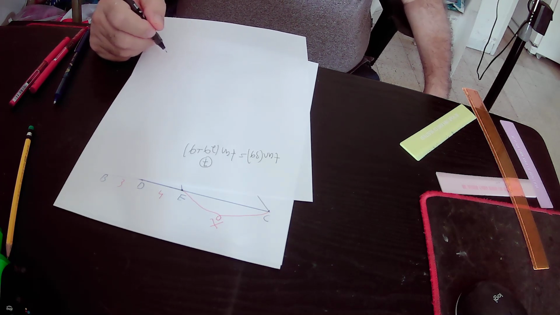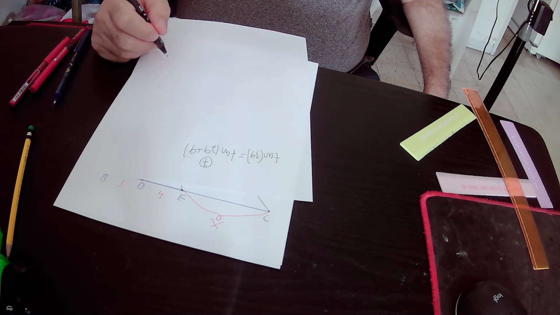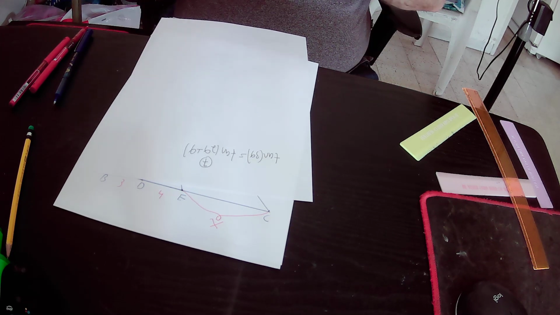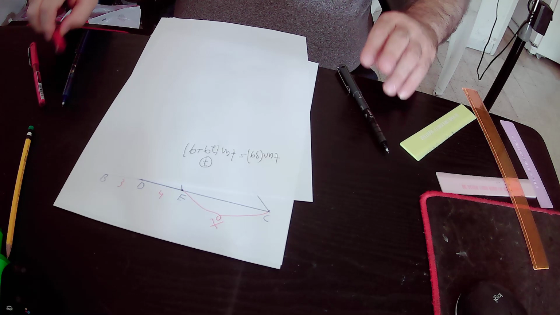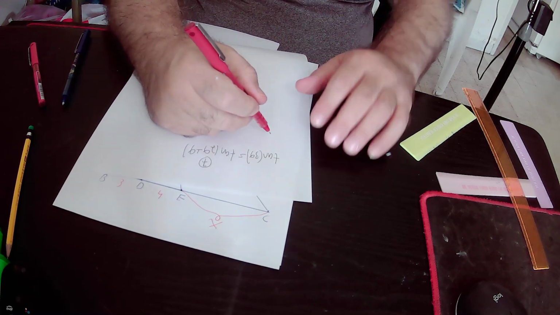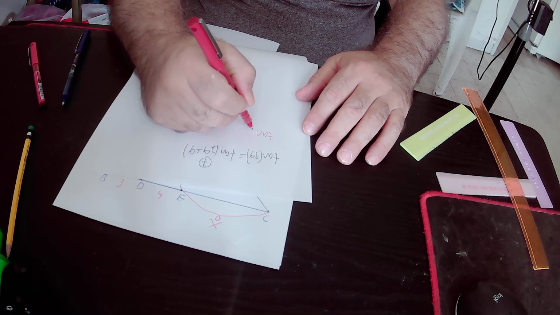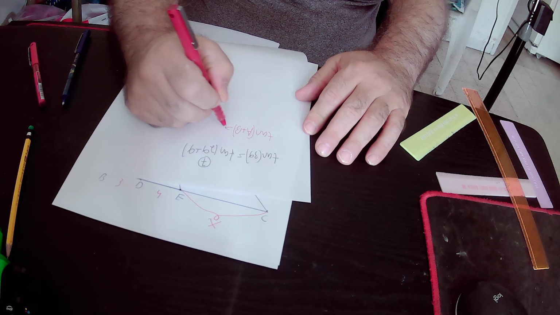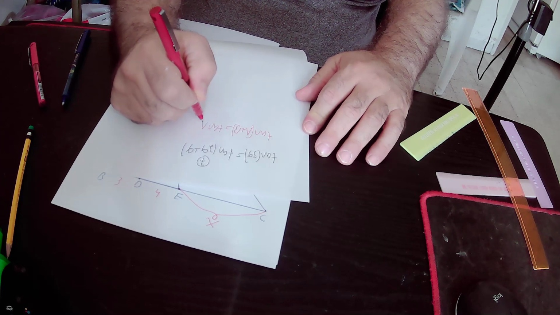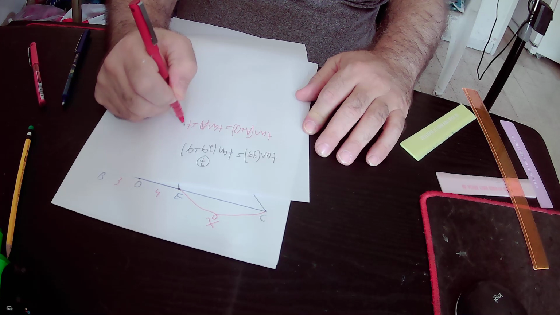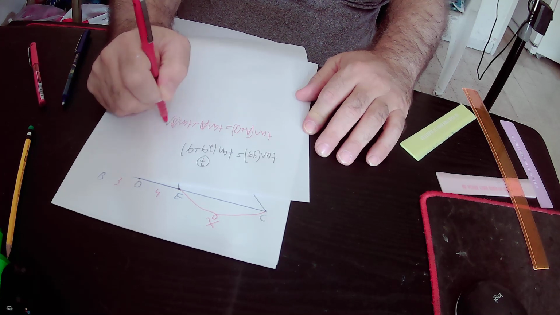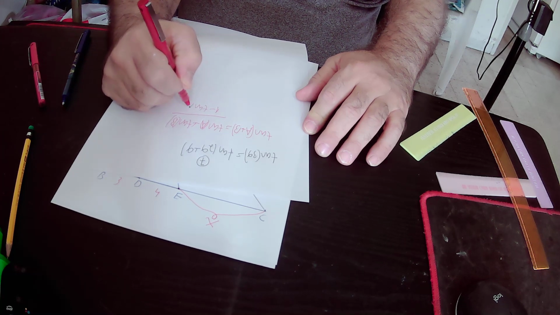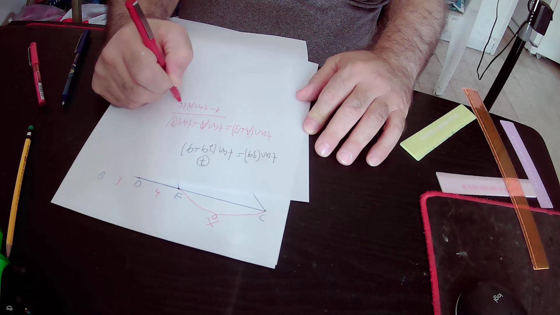And in order to find out the value of tangent 2 alpha plus alpha, I will present to you a new trigonometric identity that is actually tangent A plus B equals tangent A plus tangent B over 1 minus tangent A times tangent B.